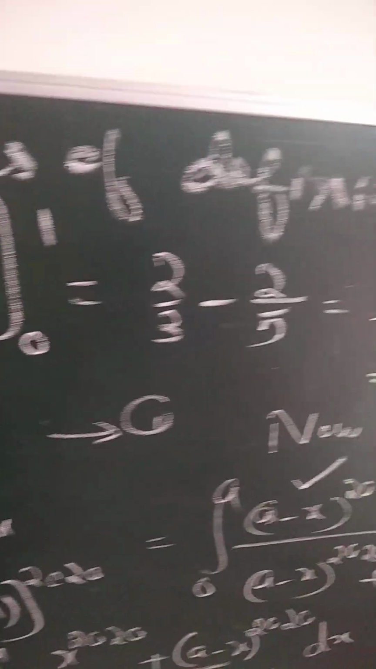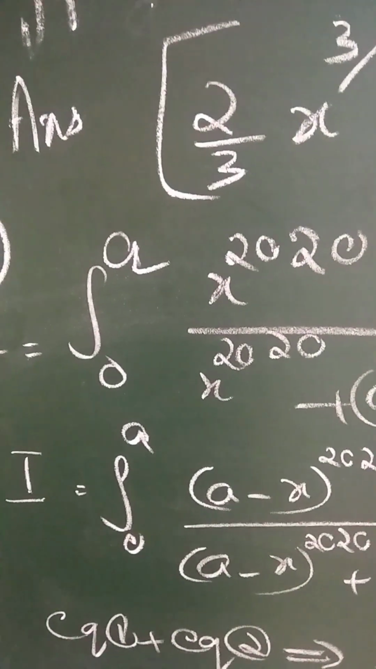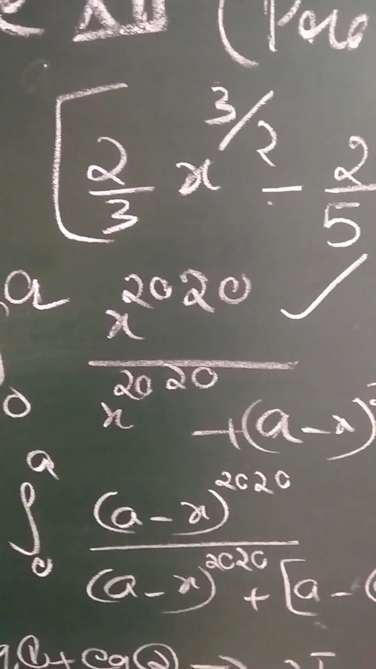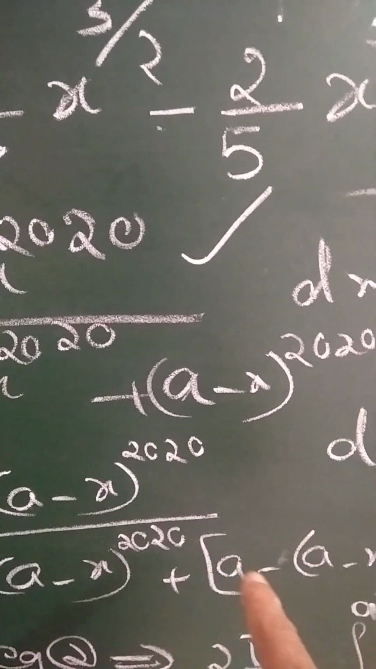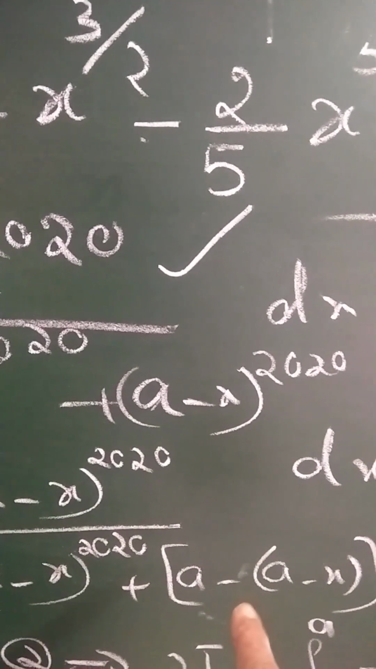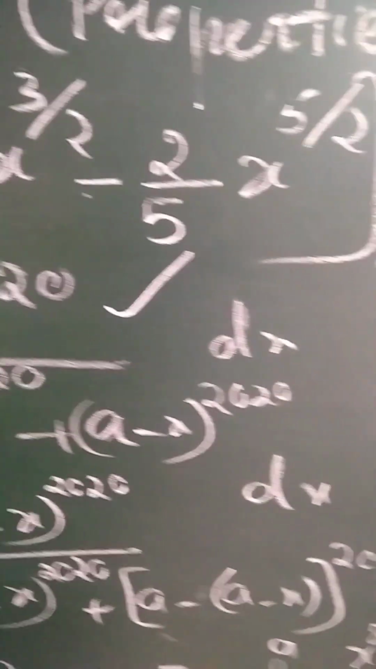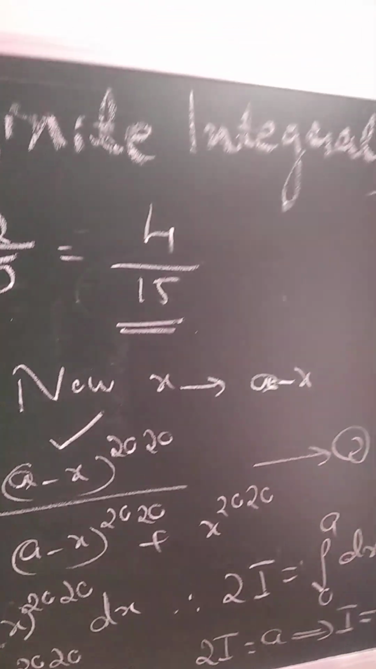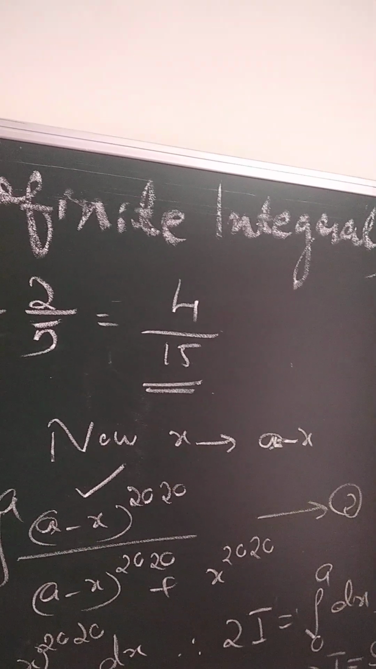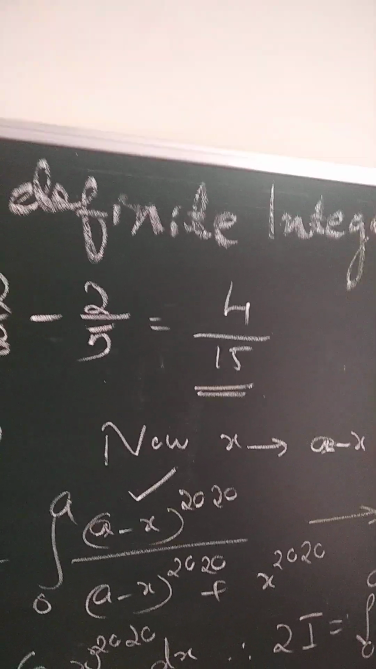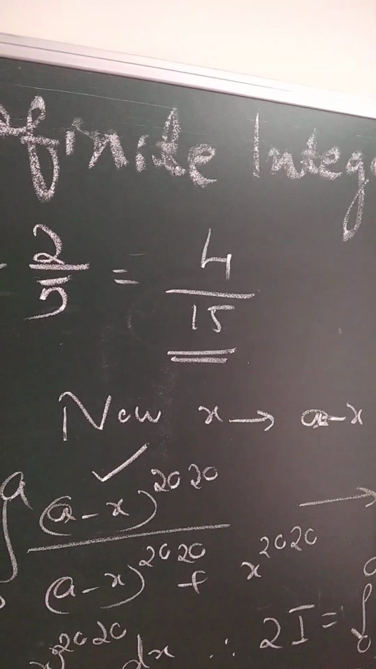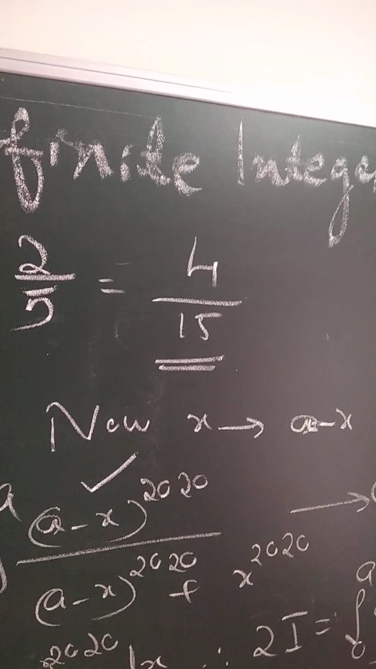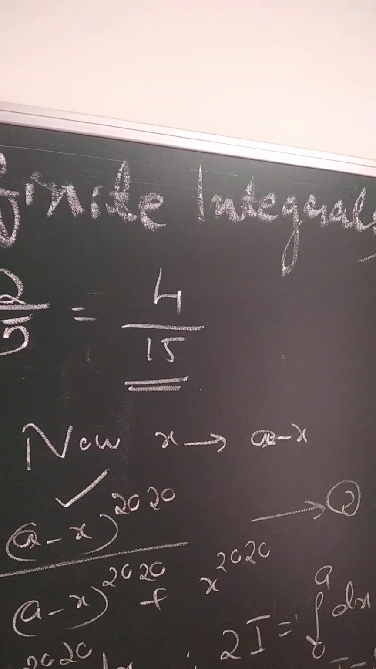After replacing x by a minus x, we get I equal to the integral from 0 to a. Wherever x is there, we are substituting a minus x. In the denominator, the second term we simplify: a minus of a minus x is x only. Therefore, the right hand side becomes this way. Name it equation number 2. The left hand side is I. Therefore, I is equal to the integral from 0 to a of a minus x whole to the power 2020 divided by a minus x whole to the power 2020 plus x to the power 2020.